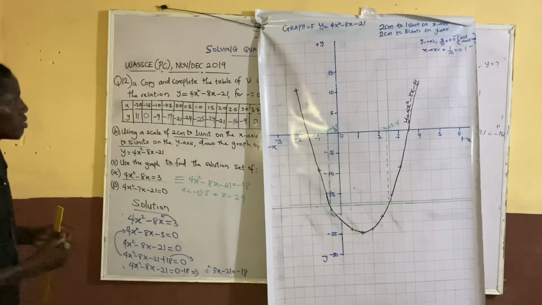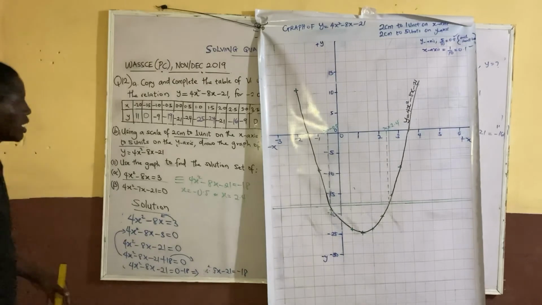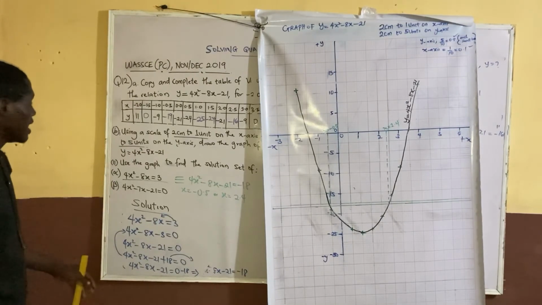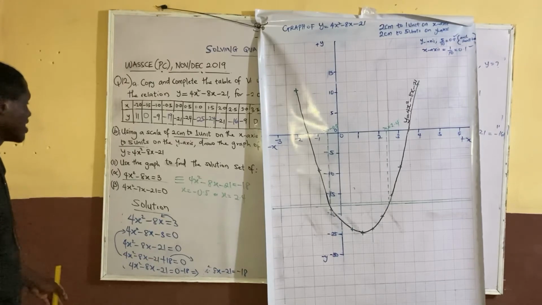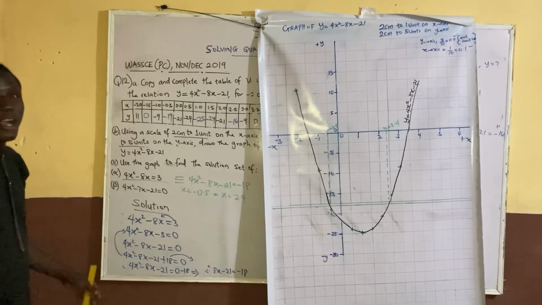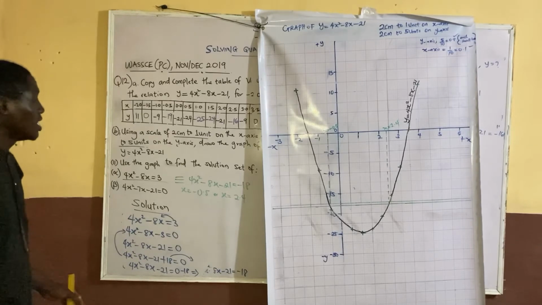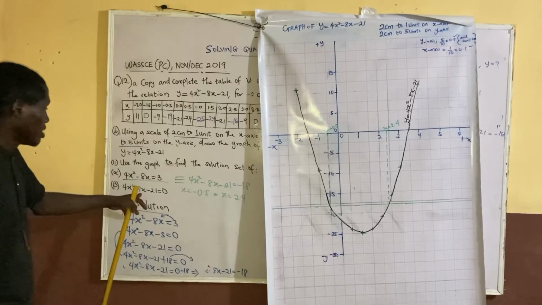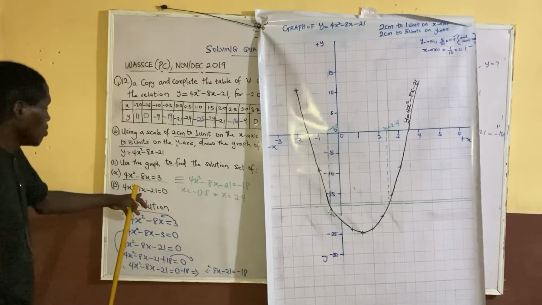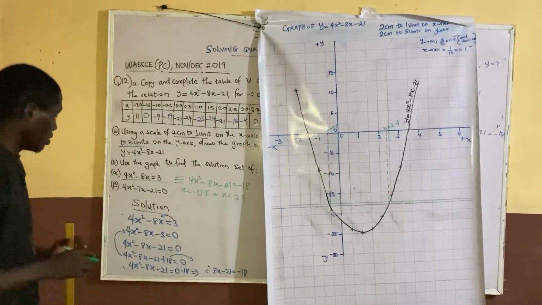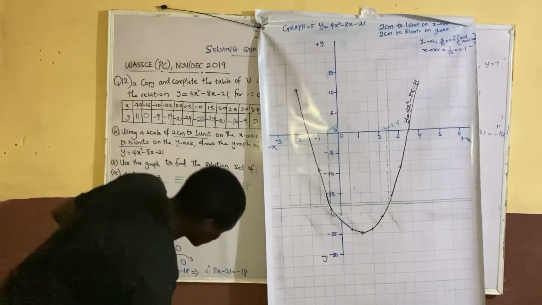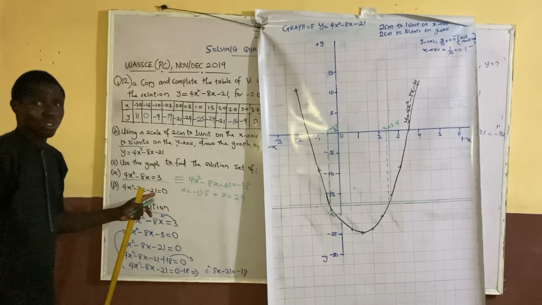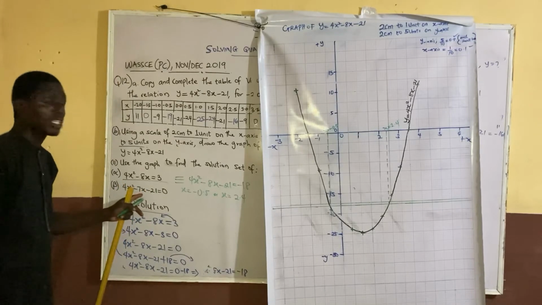Now, how do we solve 4x squared minus 7x minus 21? This is a very technical question. How do I get 7x? This is where another table comes in. I have 4x squared minus 7x minus 21 equals 0.